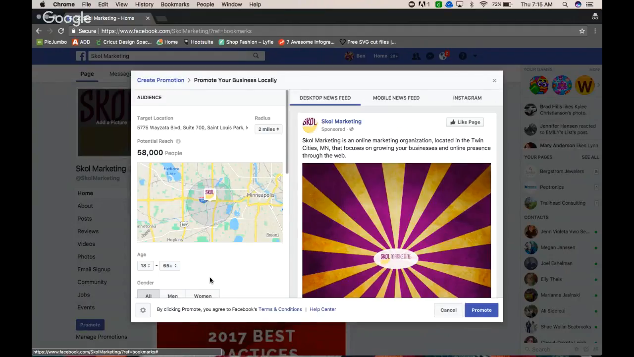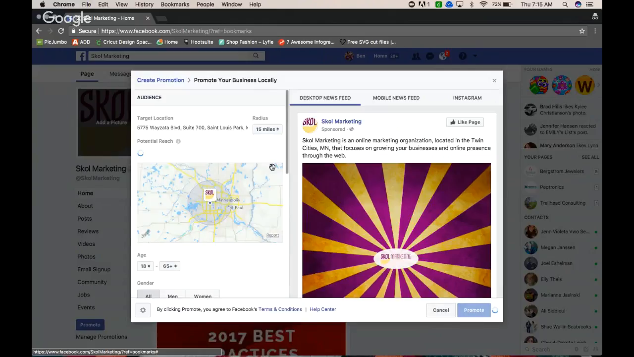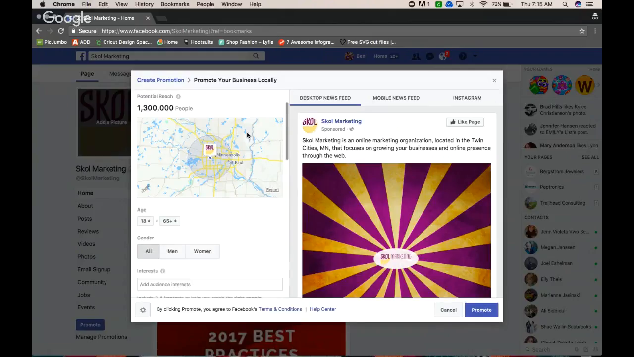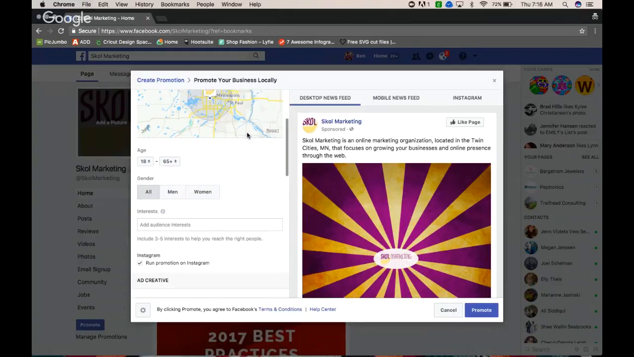So the first thing Facebook's going to ask you, if we're going to run a promote your business locally, is where do you want to actually run this? So we're going to pick, again, 15 miles from our office location. It's going to pull the location that you have in the about section right then and there, and it's going to show you your potential reach. So this is telling me our 15-mile radius around my office is going to be essentially 1.3 million people. And so, we look at that and go, whoa, that's awesome. But now we can start to refine that to the actual people that we want.